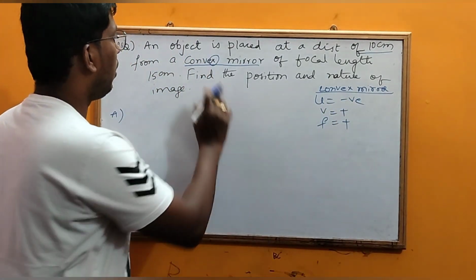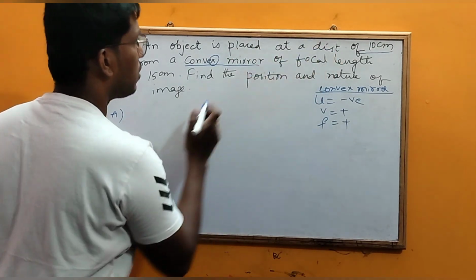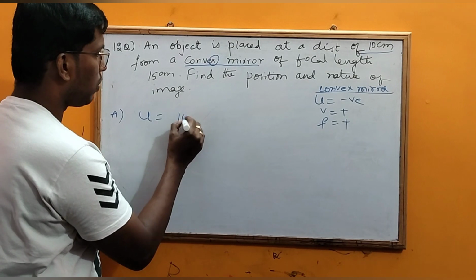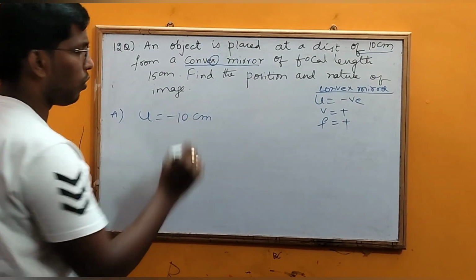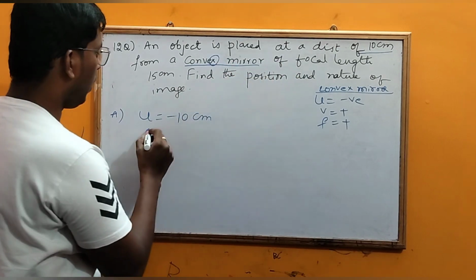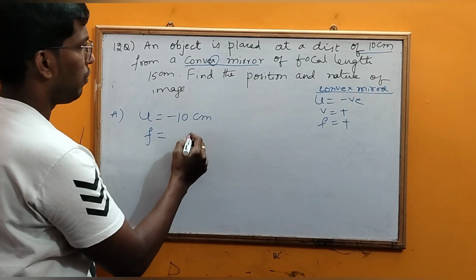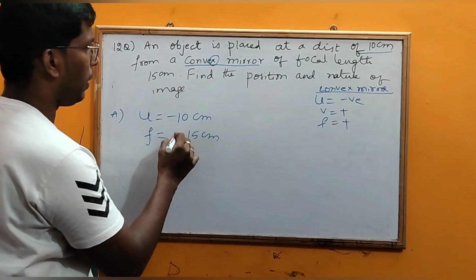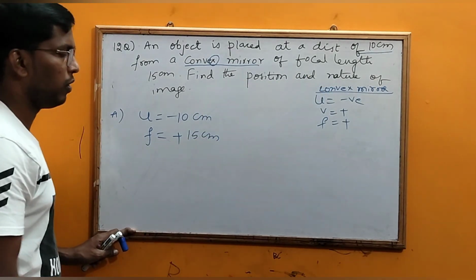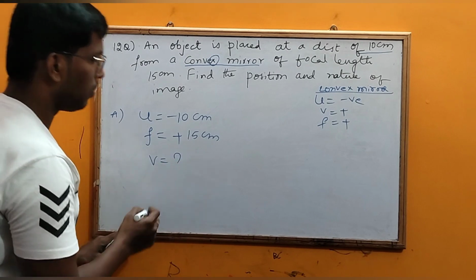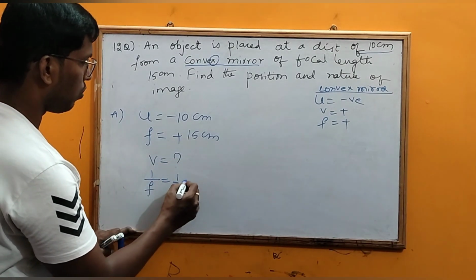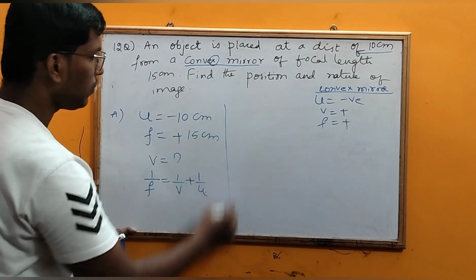Now the object is placed at a distance of 10 centimeters. So the object distance u is 10 centimeters, and u is negative, common for both mirror and lens. And the convex mirror focal length is given as 15 centimeter, and focal length will be plus. Find the position and nature of the image. So we need to find the image using the mirror formula. What is the mirror formula? 1 by f is equal to 1 by v plus 1 by u.